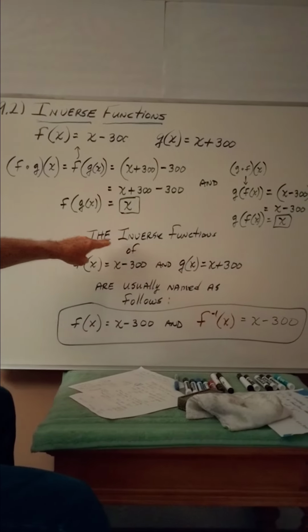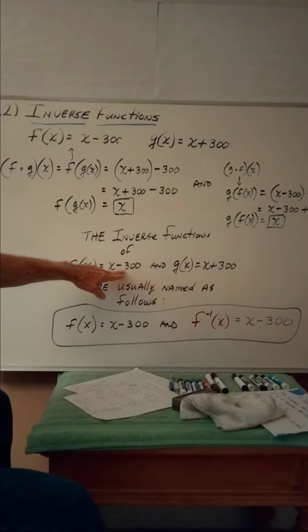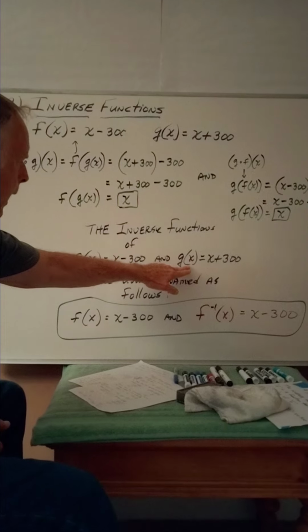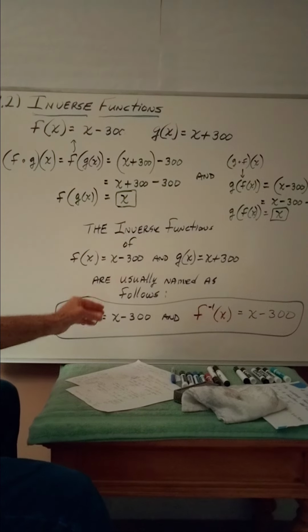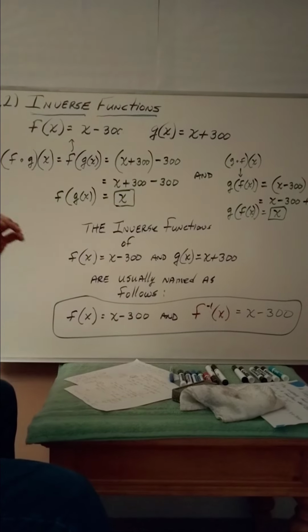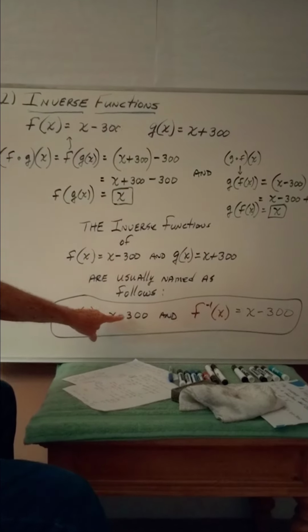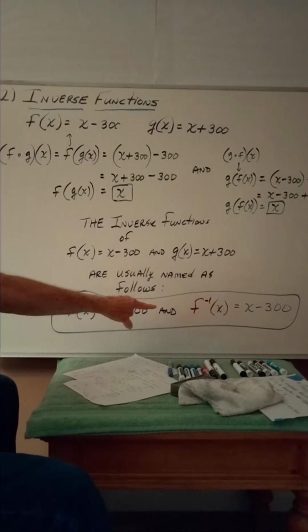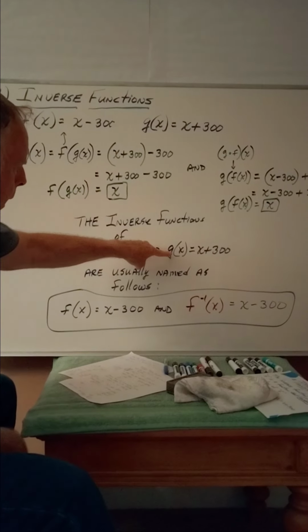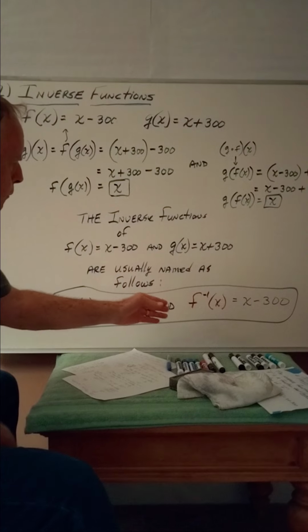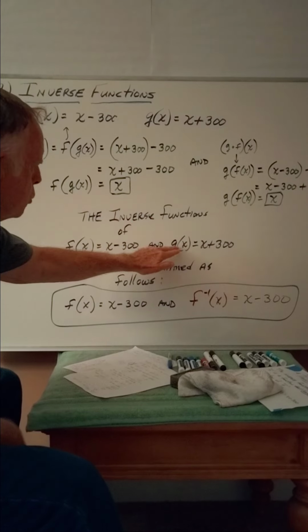So we want to come down to the notation that we use when we're talking about inverse functions. The inverse functions f of x equal to x minus 300, and g of x equal to x plus 300, are usually named as follows. There's a little different notation that is used. f of x is equal to x minus 300. And instead of writing down the other named function, g of x, we ordinarily use a different type of notation that means the same thing as g of x, but just doesn't use g of x.